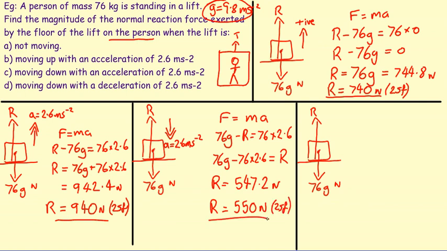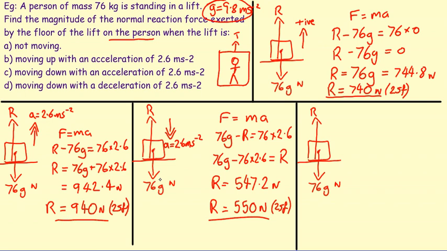Okay, and so you can see this time the reaction is less. Well, why is that? Well, here, because it's accelerating downwards, the reaction is not having to support the whole weight of the person. Part of the weight, the force of weight on that person, is accelerating this person down by 2.6 meters per second squared. And so the normal reaction force is only having to counter the rest of the weight as this person accelerates downwards.